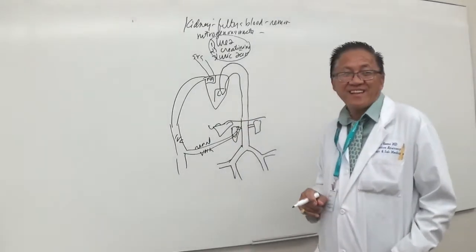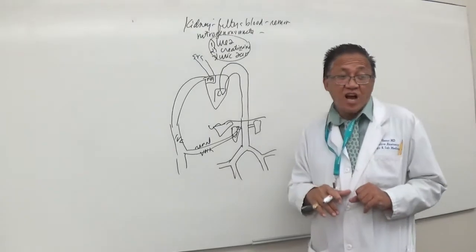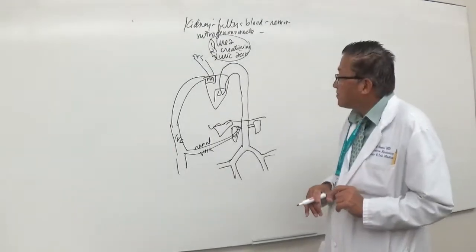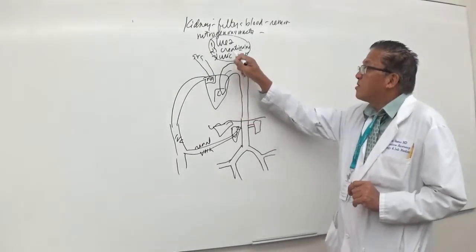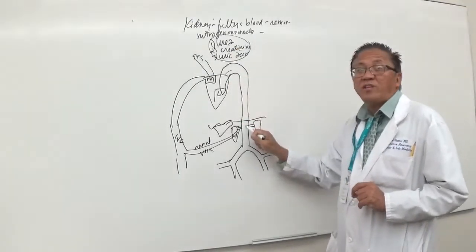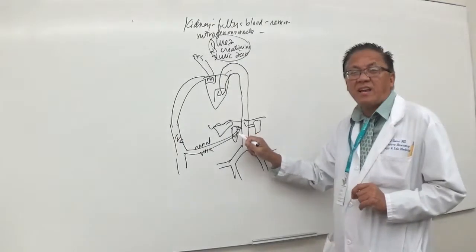Very good. I like your answer. Renal artery. Very fast, quick, you know. It was so quick and fast. Of course. So these three, together with the oxygenated blood, will enter the kidney.